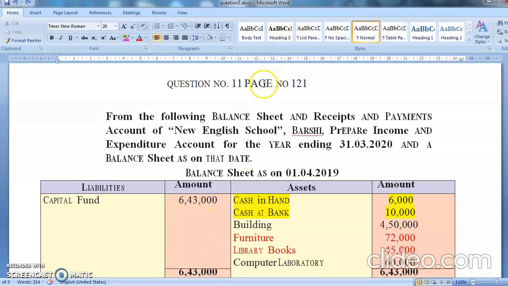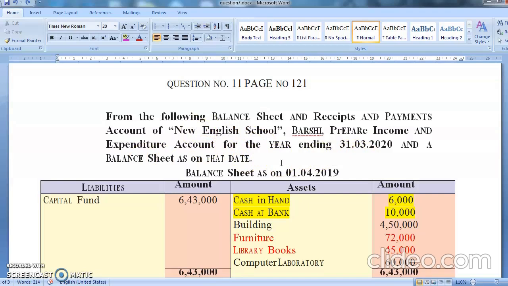This is question number 11 from the government textbook, page number 121. From the following balance sheet and receipt and payment account of the New English School, prepare income and expenditure account for the year ended 31st March 2020 and balance sheet as on that day.